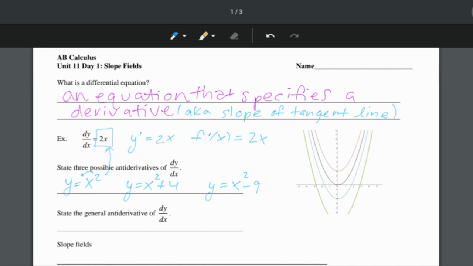All right, the next one says state the general antiderivative of dy/dx. So we're talking about the same differential equation up here, dy/dx equals 2x, general antiderivative. You guys know general just means you need a plus c. So it would be y equals x squared plus c.